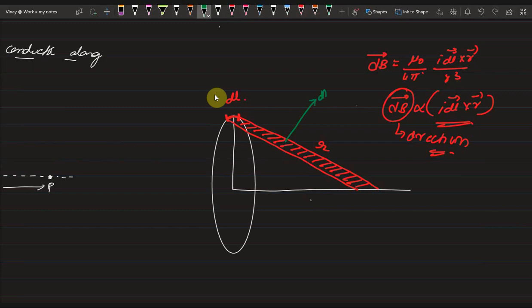Thus, this is dB bar, because dB bar will be perpendicular to the plane of dl bar and r bar. So this is a vector only, right? So you can imagine this dB bar anywhere. I will imagine this dB bar here. Did you understand this point or not? Because in the entire concept, this is the major thing.